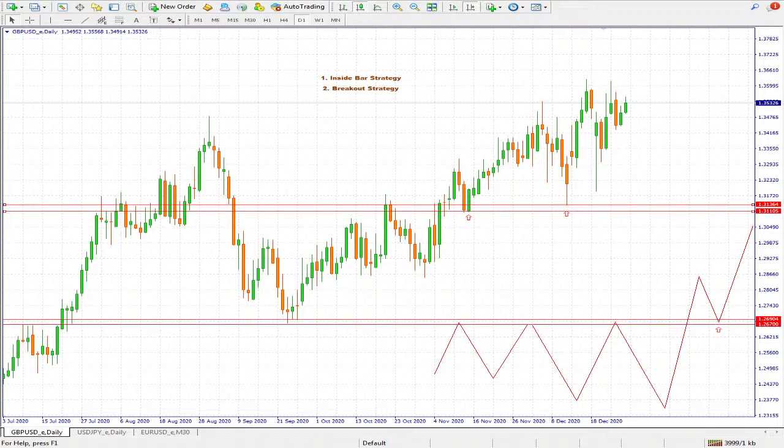Does that make sense? Whatever I'm saying now, does it make sense for you? Yes, it should make a lot of sense, because this is a very good breakout strategy. If you can learn this, you can use it on any chart, any time frame.